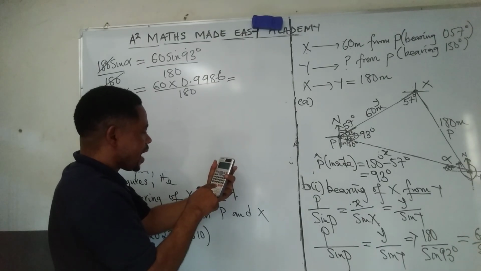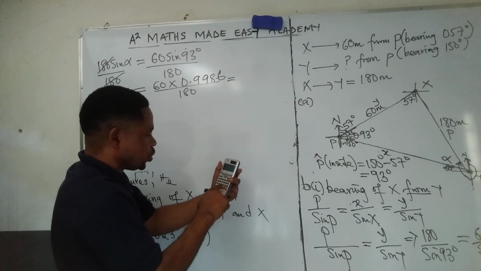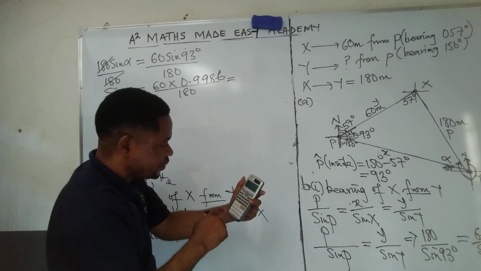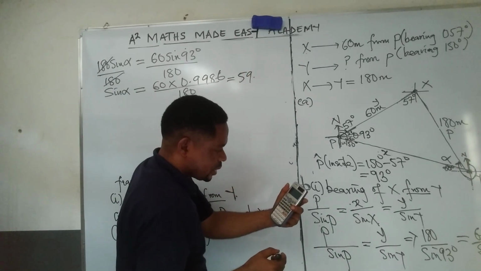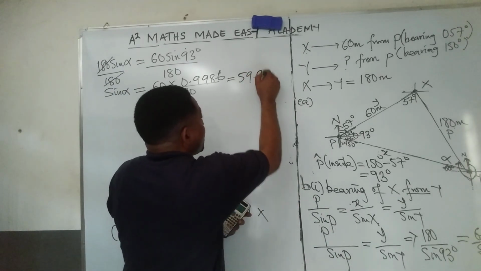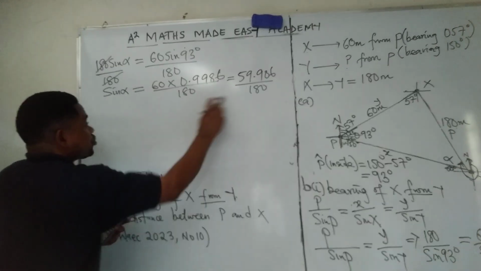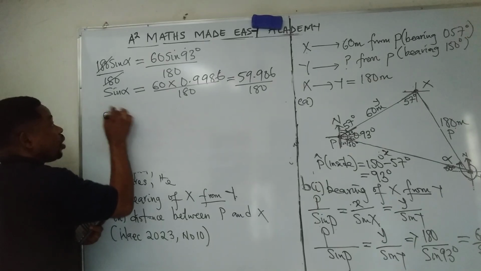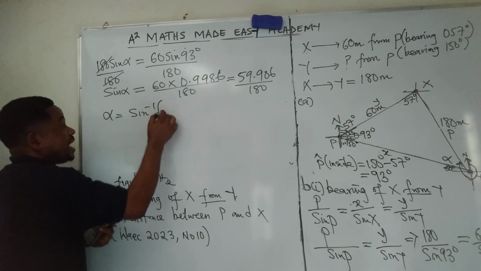Now the answer is this. Are you with me now? It will now give us 59.906. Now divide it by 180. As we are doing that, make alpha the subject of the formula. Alpha becomes sine inverse of the right hand side.